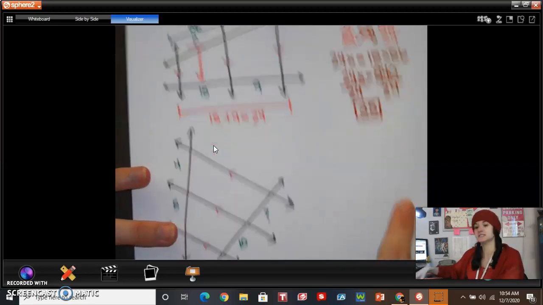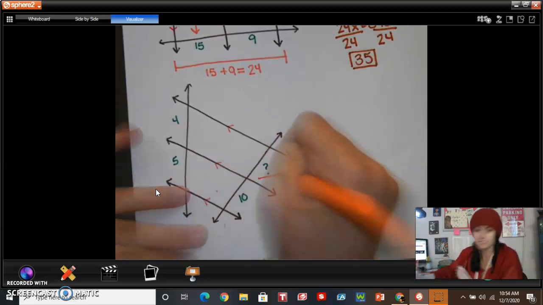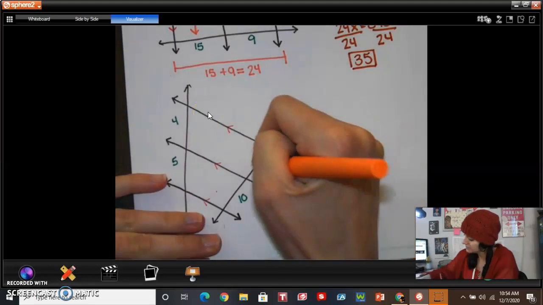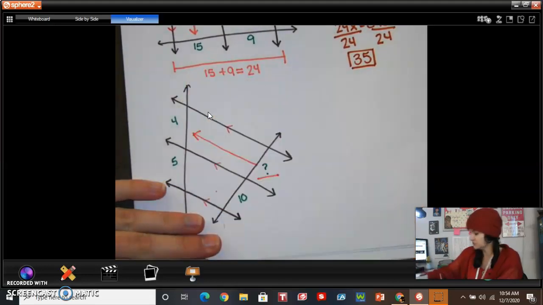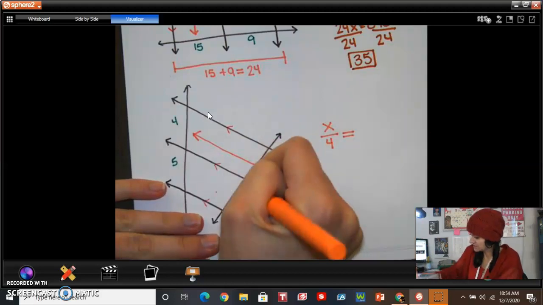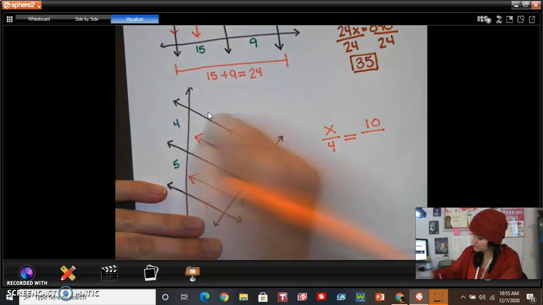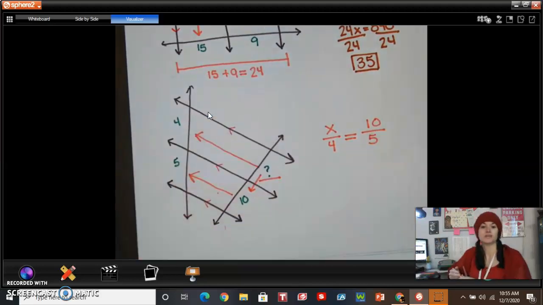All right, let's practice another one. Remember, it's all about matching up stuff. So, if this is our unknown, I see who it matches up with across my parallel lines. It matches up with 4. All right, on the same side, we have 10. And who matches up with 10? 5. And then we solve it using cross multiplication.